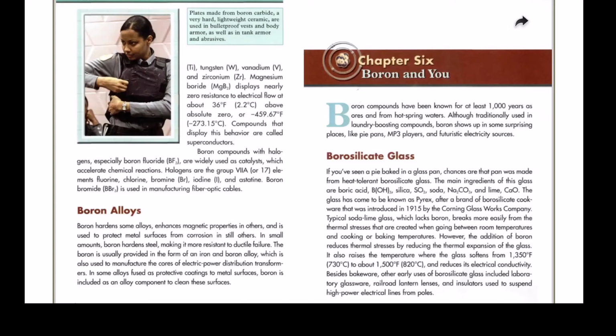Chapter 6. Boron and new. Boron compounds have been known for at least 1,000 years as ores, and from hot spring waters, although traditionally used in laundry-boosting compounds. Boron shows up in some surprising places, like pie pans, MP3 players, and futuristic electricity sources.